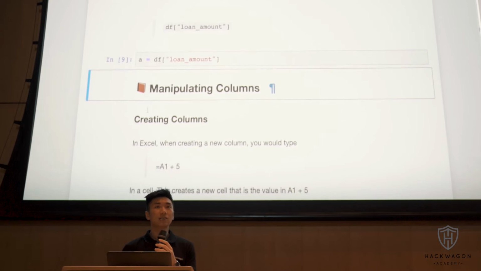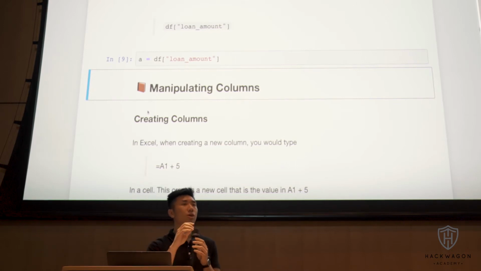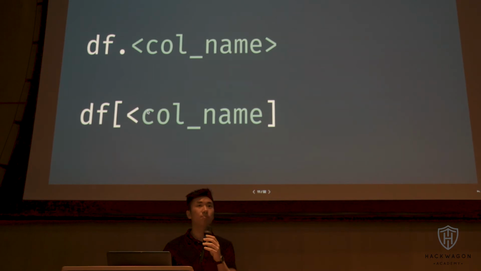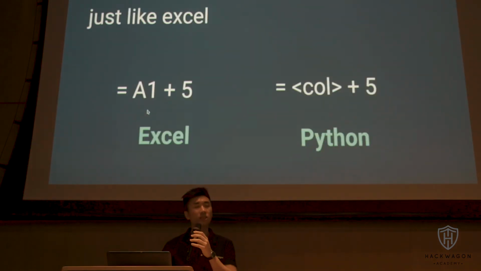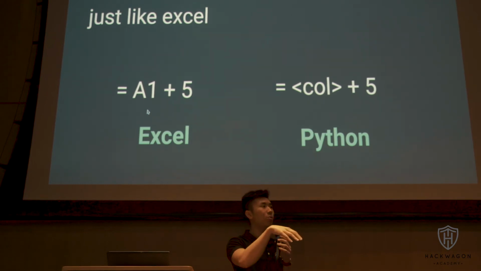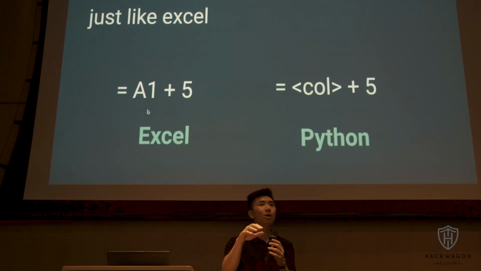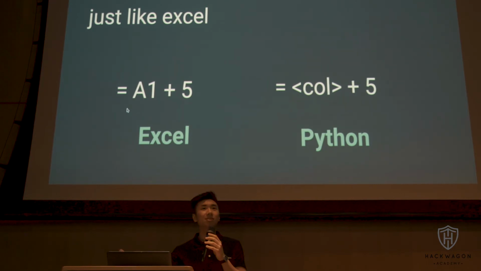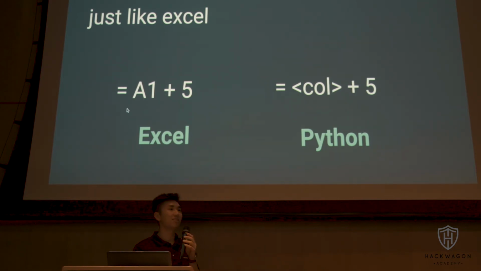Okay? Now that you know how to get out a particular column or get out a particular row, I'm going to teach you how to manipulate columns. Manipulating columns in Python and Pandas is actually really, really simple. If you think about it in Excel, if I have a cell A1 equals to 5, if I want to type in a formula, I would just go to the cell on the right hand side and type in equals to A1 plus 5. And that will give me 10.